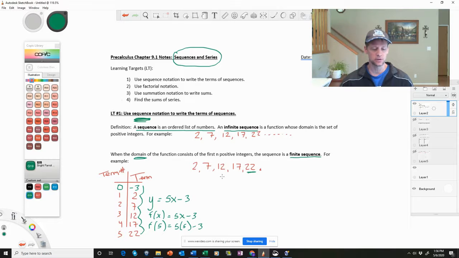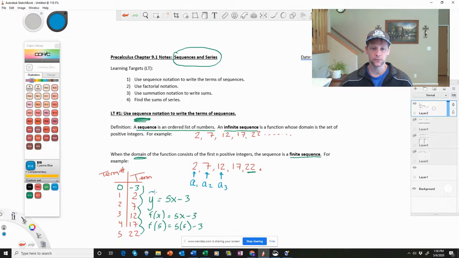However, what we're going to be using in this chapter is sequence notation. It's a little bit different, but it's not hard. So what we're going to say is this. We're going to say, all right, this is the first term, a sub 1. That's how we describe the first term. This is the second term, a sub 2. This is the third term, a sub 3, and so on and so on. And we could have a sub n being the nth term.